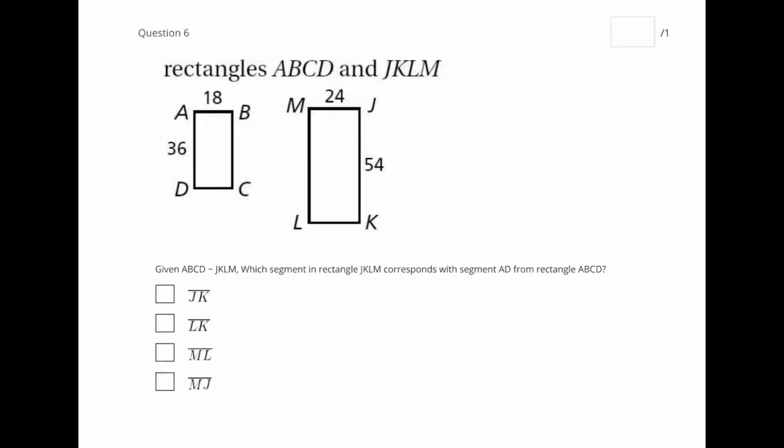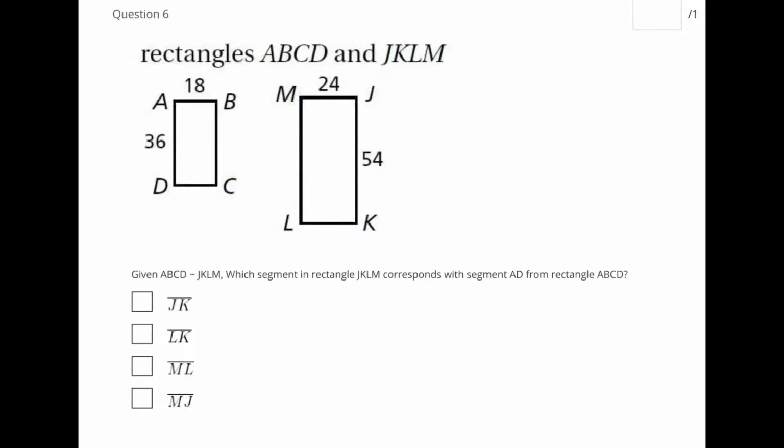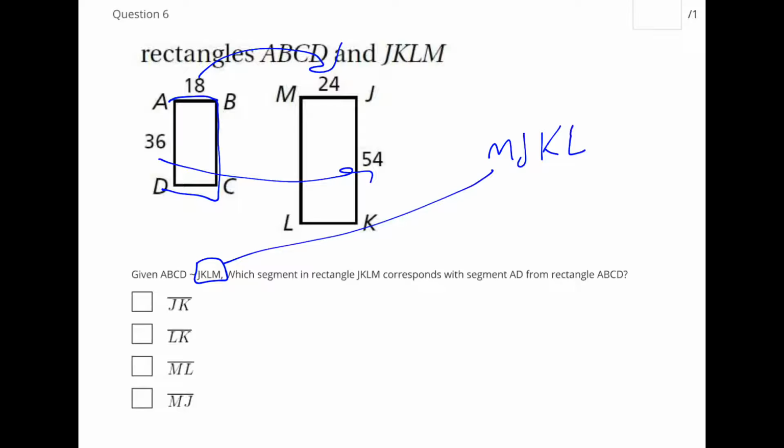Question 6, upon further review, has a couple of mistakes in it, actually. If you look at 18 compared to 24 and 36 compared to 54, they are not proportional. We can also note that A, B, C, D should actually match up with M, J, K, L, so this order here was wrong. But if you were looking at the diagram, it's this one on the left here, AD, that would match up with this one on the right here, ML. Sorry about that. The good news is that we averaged 0.91, so though it was written in a confusing way, we figured it out.